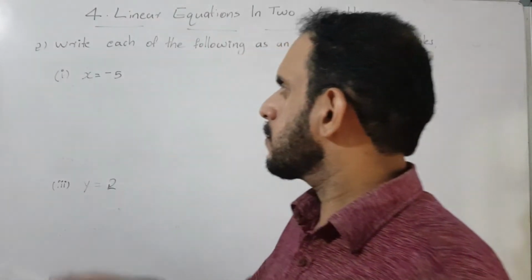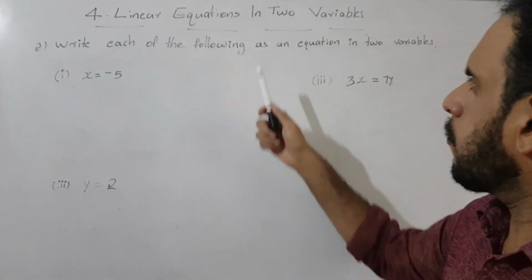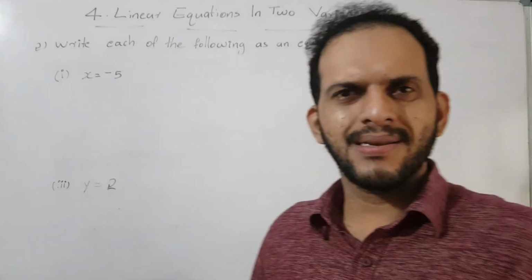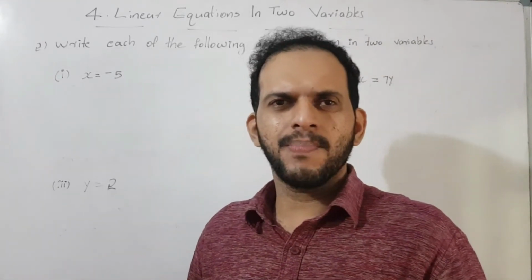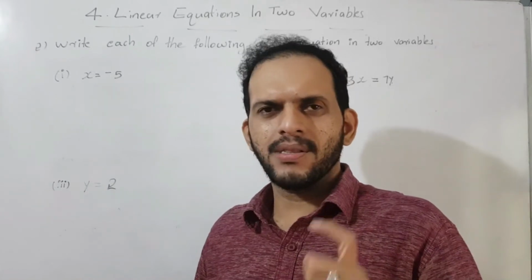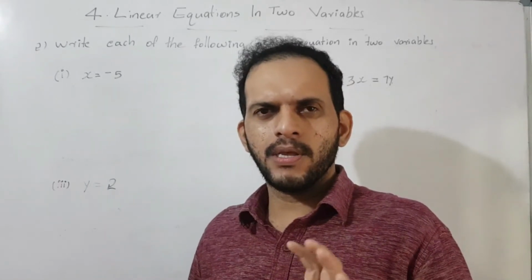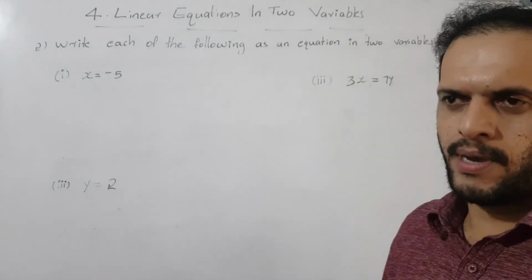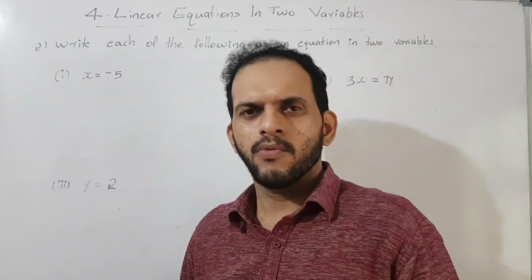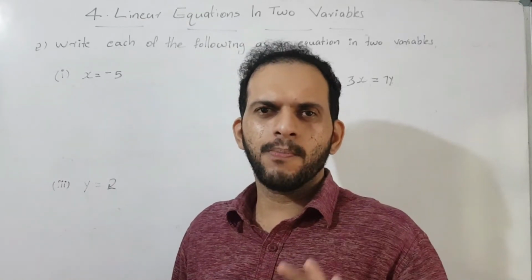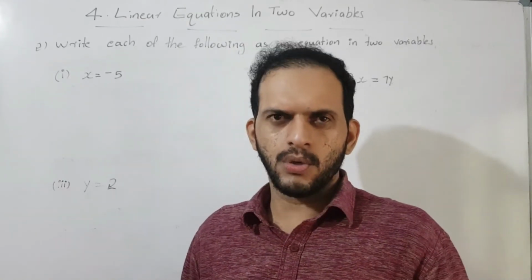The question type is like this: write each of the following as an equation in two variables. Here it is not asked to write the values of a, b and c. The question asks only this much: convert the given equation into the form of a linear equation in two variables. That means we want to convert it into the form of ax plus by plus c is equal to 0.